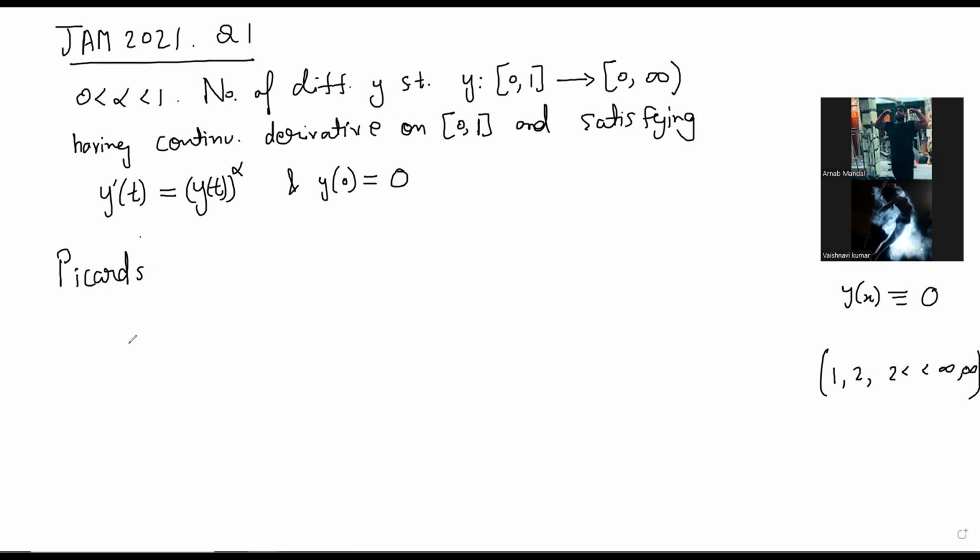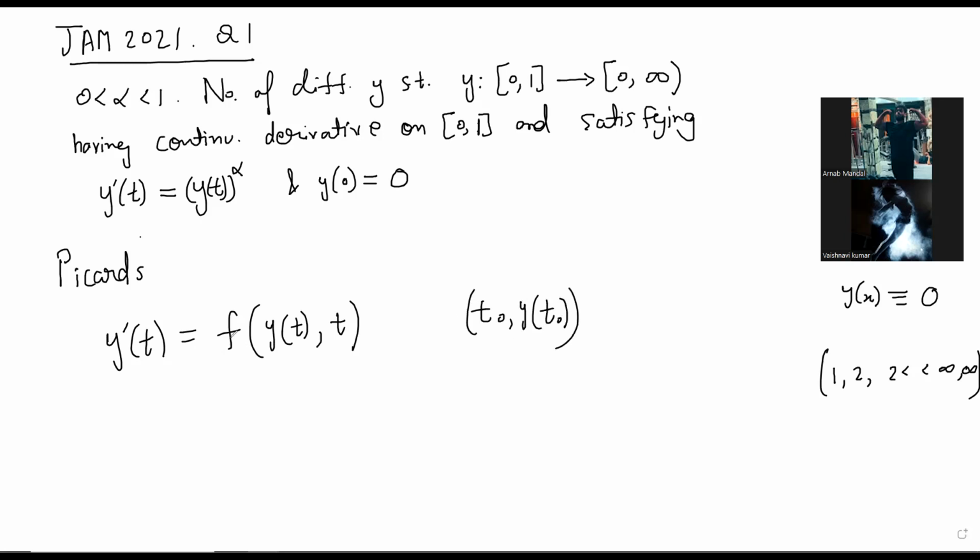But basically what I want to say is the following. y'(t) equal to f(y(t), t), with y(t naught) given, which is the initial condition, where f is a function of two variables.